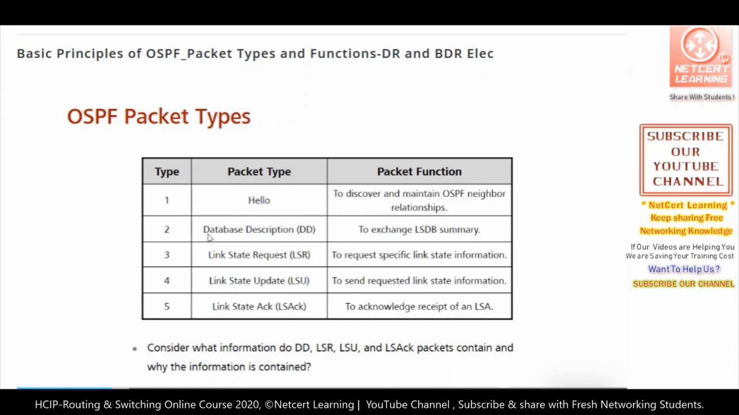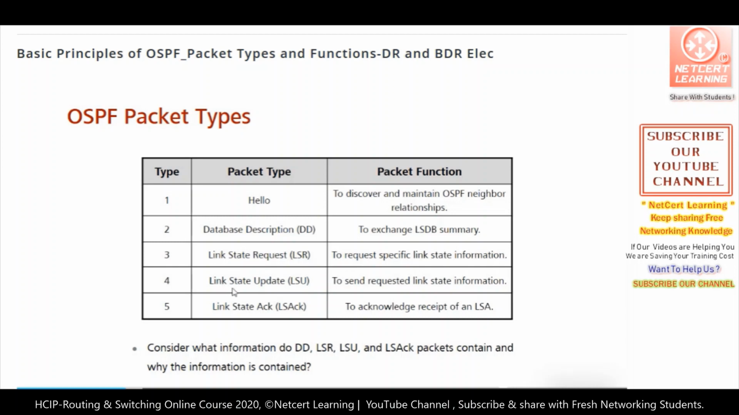This packet is used to describe the content of a local link state database to the neighbor, so the neighbor can determine whether the LSDB is complete or not. So it's normally used during the exchange of the LSDB summary. Then we have type number 3. We call this a link state request packet. LSR is used by the router to determine whether its link state database is complete compared with the information in the database descriptor packet from its neighbor. So if the LSDB is incomplete, it will create a list of link state advertisements that need to be obtained from the sender of the DD packet and then send it as a link state request.